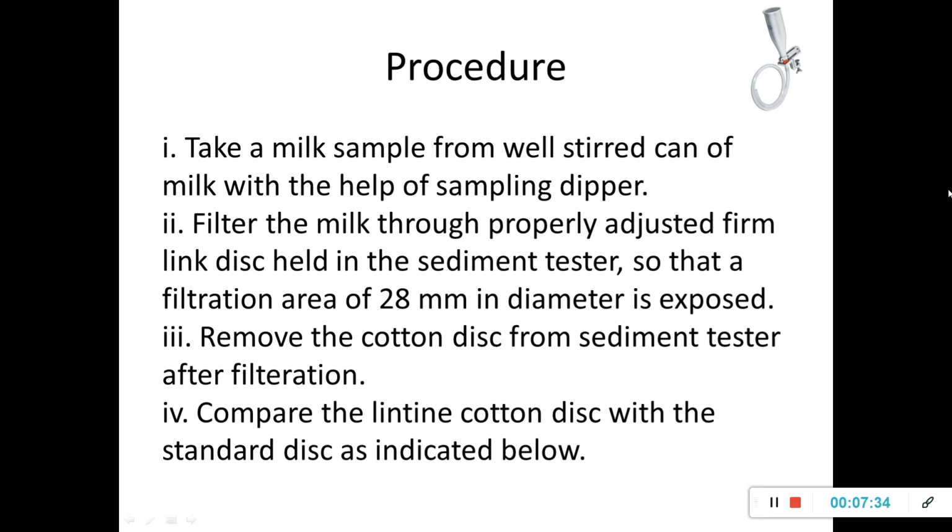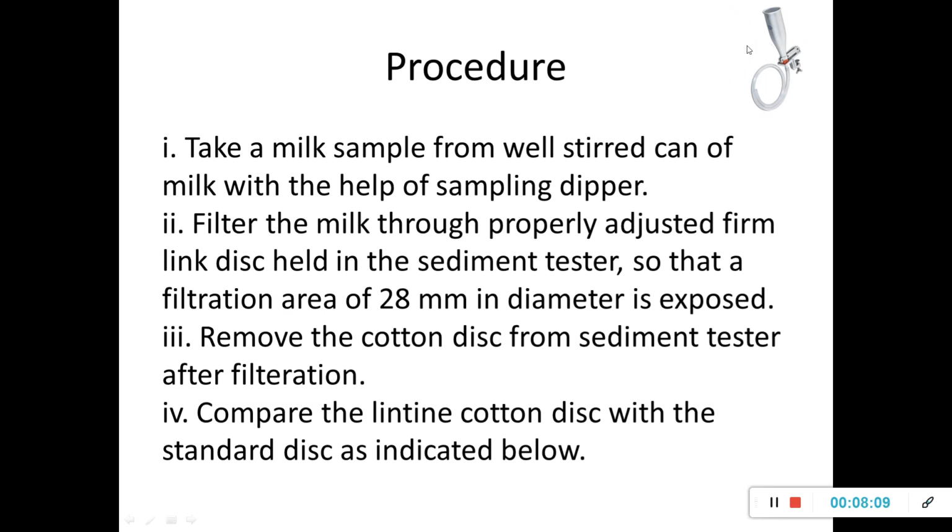Now, this is a sampler which has been shown here at the corner. You take some milk samples from a well-stirred can of milk with the help of a sampling dipper, and you filter the milk through the properly adjusted filter discs held in the sediment tester, which I have shown there at the side, and it is passed through a filtration area of about 28 mm in diameter. After the filtration has been done, you take the cotton disc from the sediment tester and compare it with a standard disc.